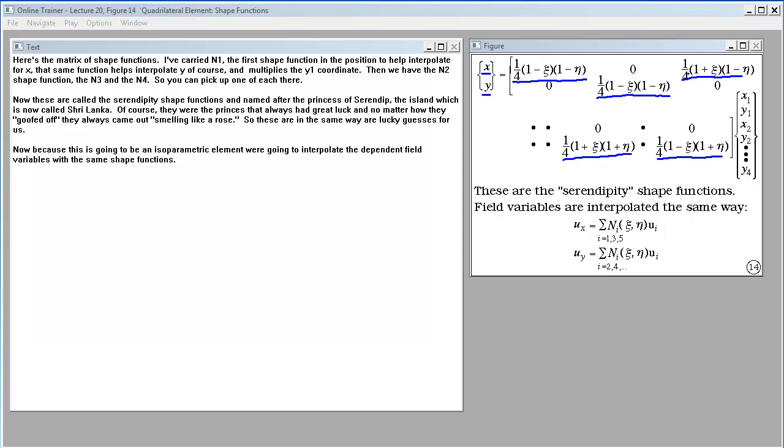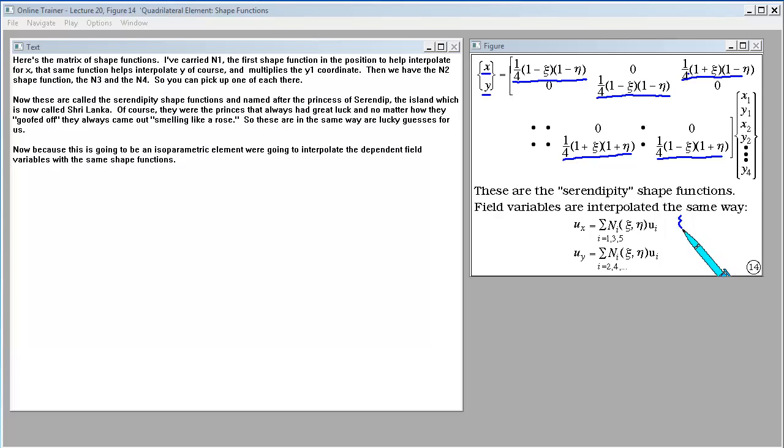Now, these are called the serendipity shape functions, named after the princes of Serendip, the island which is now called Sri Lanka. And of course, they were the princes that always had great luck, and no matter how they goofed off, they always came out smelling like a rose. So these are, in the same way, lucky guesses for us.